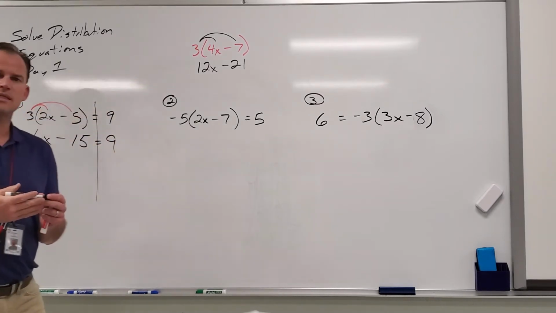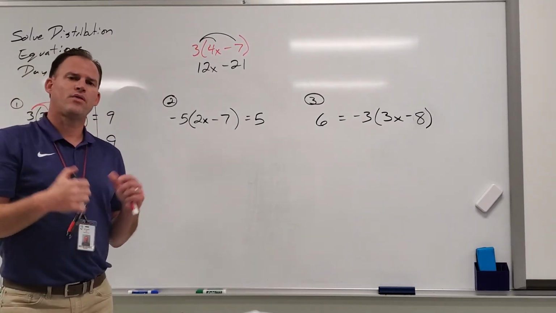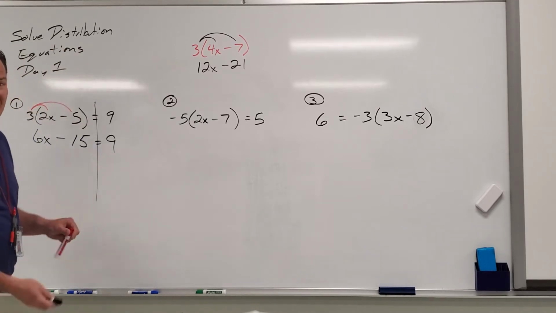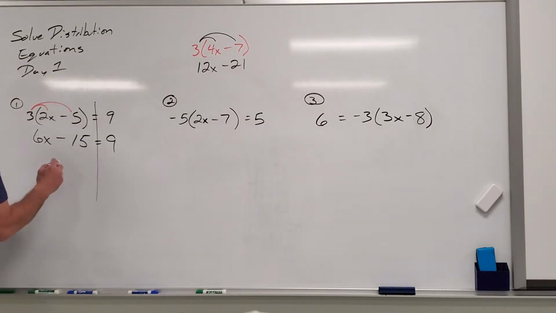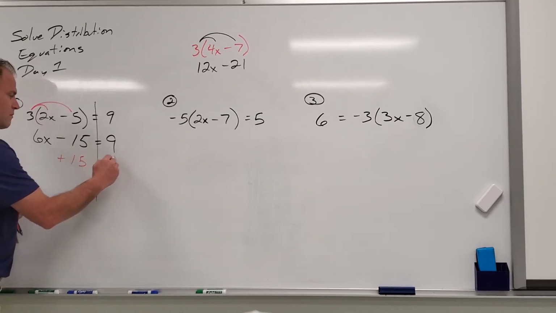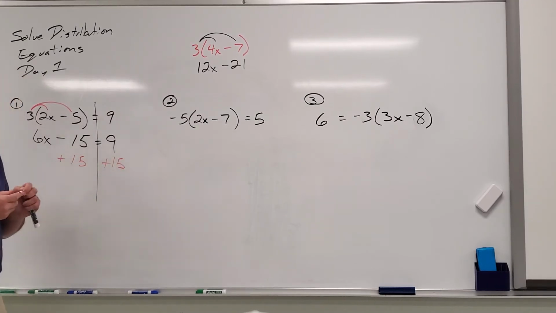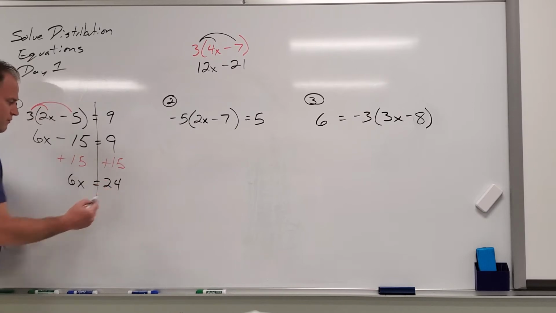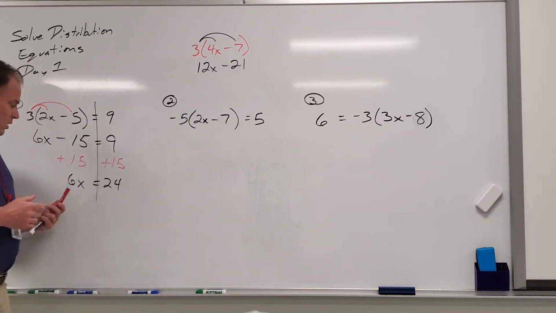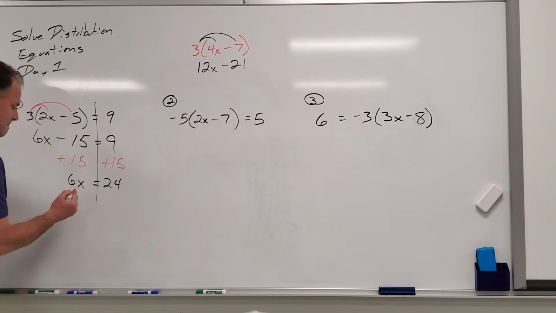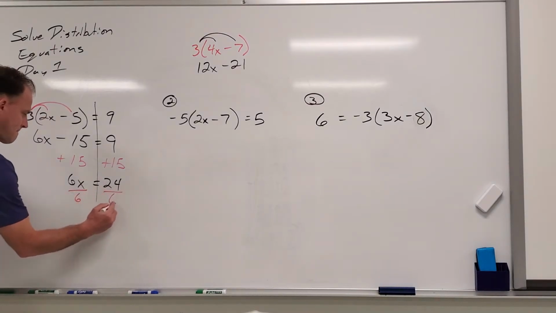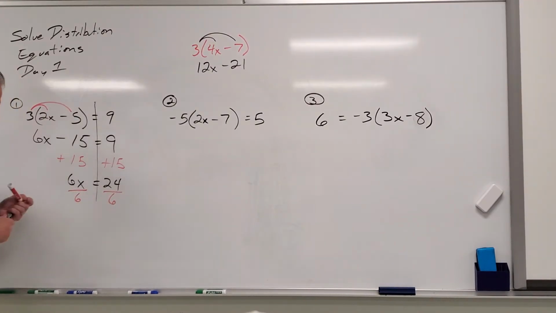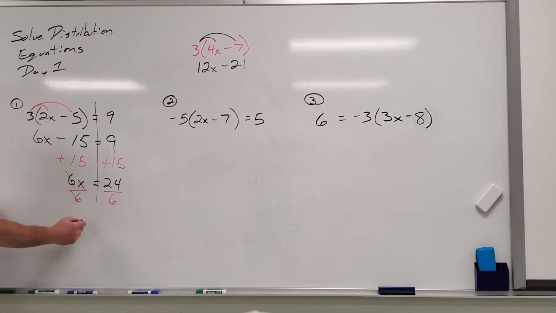Now we finish this out just like we did last week with our inverse operations by doing the opposite. So now I have a minus 15. Add 15 to both sides of the equation. Bring this down. 9 plus 15 is 24. What's this step? Good. Divide by 6. 6 divided by 6 is 1.